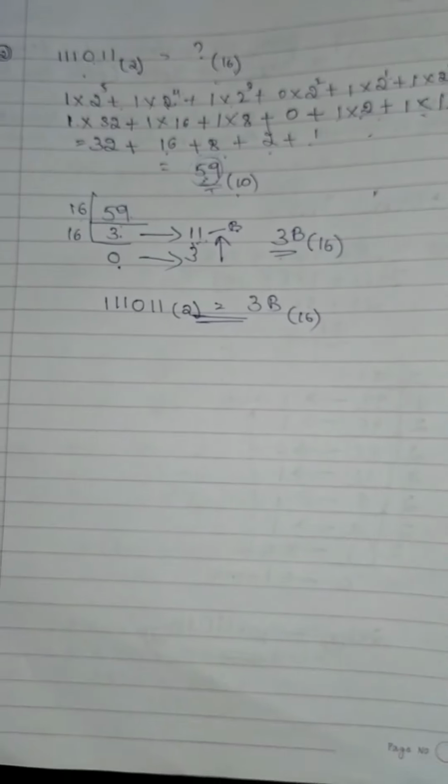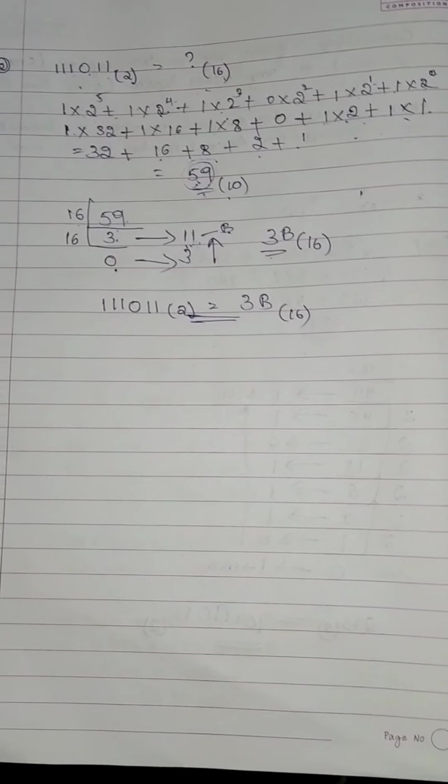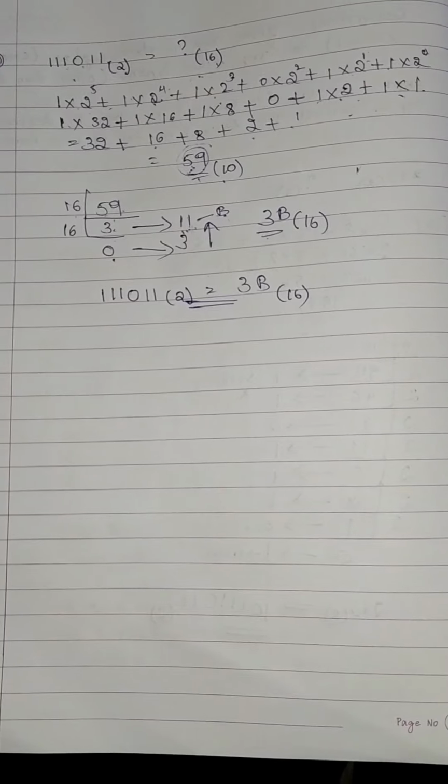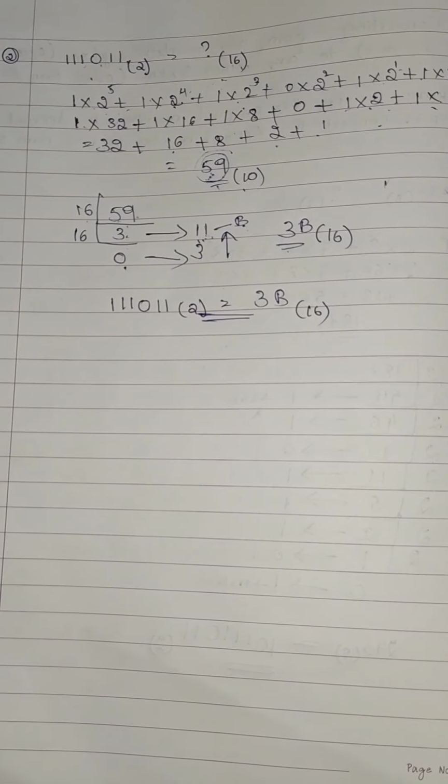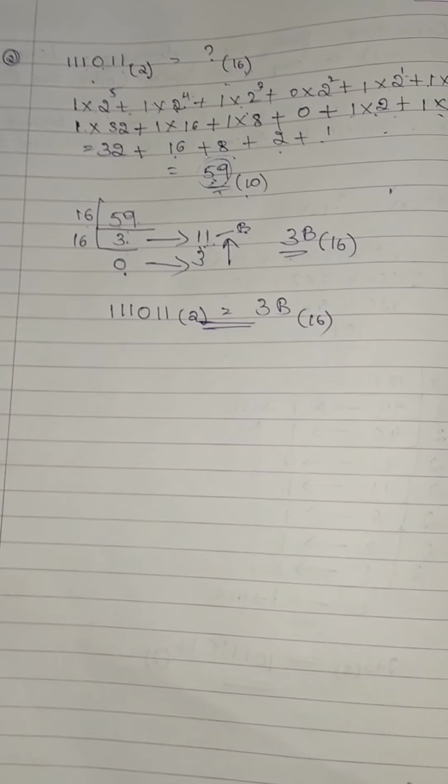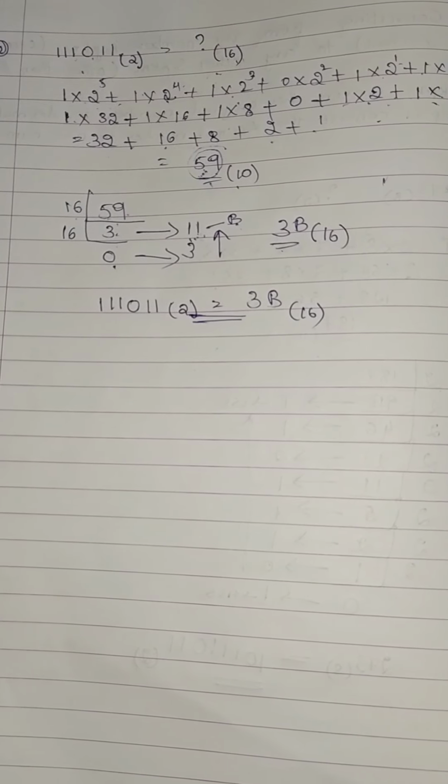Okay, so in order to convert any number system into any other number system, in the first step we need to convert the given number system into decimal, and then we need to follow the conversion of decimal to the next or new number system.